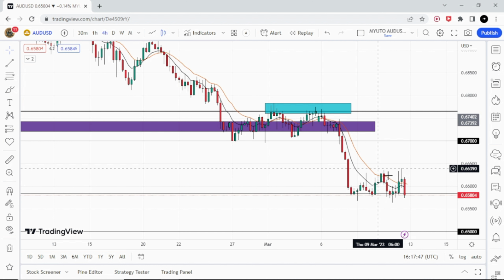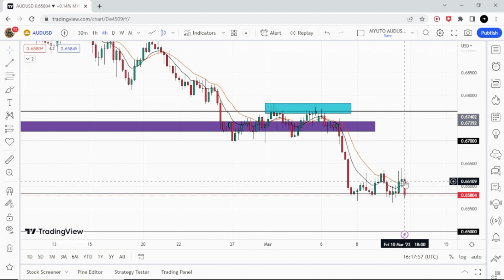So right now for Aussie dollar, I am expecting a continuation to the downside. We can see this bearish engulfing candle. We can see bearish rejection. So we have a wick here, we have a wick here, then we have a bearish engulfing candle that developed here. We also have price respecting our moving average as dynamic resistance. So let us see how price develops on Monday.